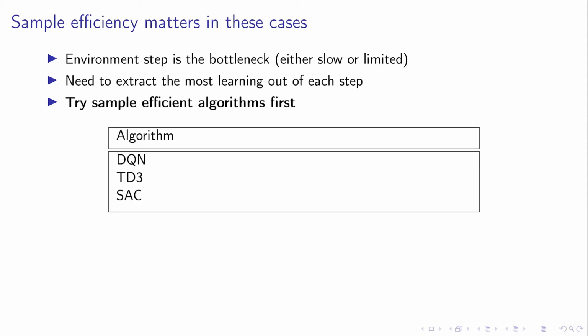Here are the 3 most recommended sample-efficient algorithms to try. However, keep in mind that DQN can only be used for problems with discrete action spaces. DDPG can be used only in continuous action spaces, while SAC can be used in both.